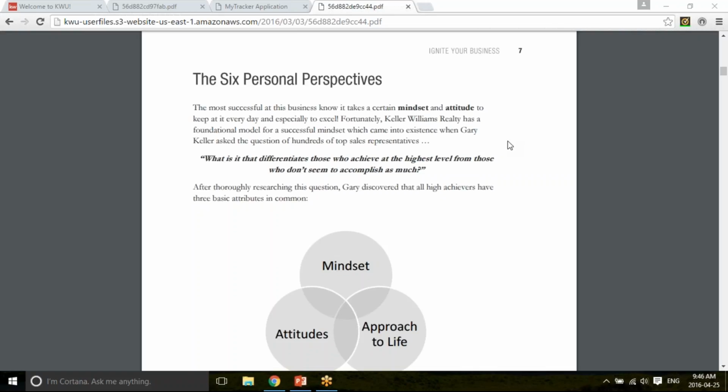Okay, so in this, if we flip over to page 8 and 9, they're calling them the 6 perspectives. I'm going to call them 6 skills that we want to work on.